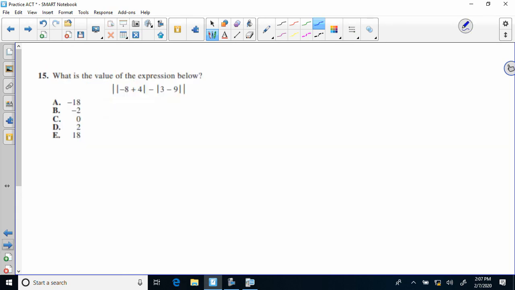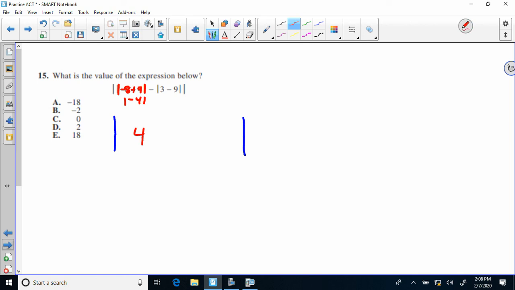Number 15, they gave us absolute values. They're just seeing if you know how to work from the inside to the outside. And the absolute values are positive. So I've got some absolute value bars. I'm going to do this first one, that's the one in red, which is -8 plus 4 on your paper. -8 plus 4 is -4, and the absolute value of -4 is 4.